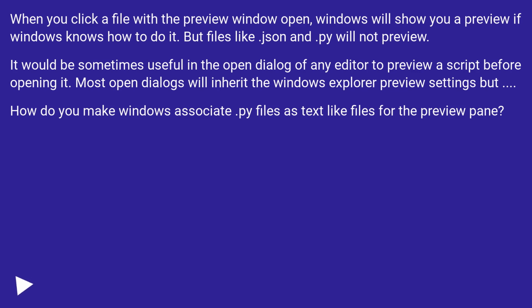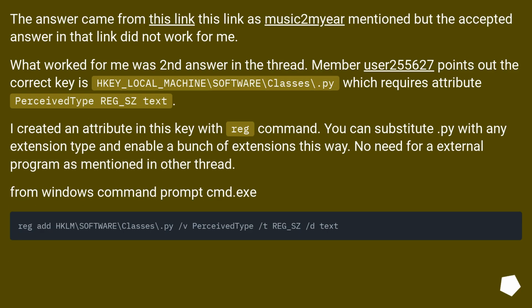Most open dialogs will inherit the Windows Explorer preview settings, but how do you make Windows associate .py files as text-like files for the preview pane? The answer came from this link. This link is the one mentioned, but the accepted answer in that link did not work for me. What worked for me was the second answer in the thread.